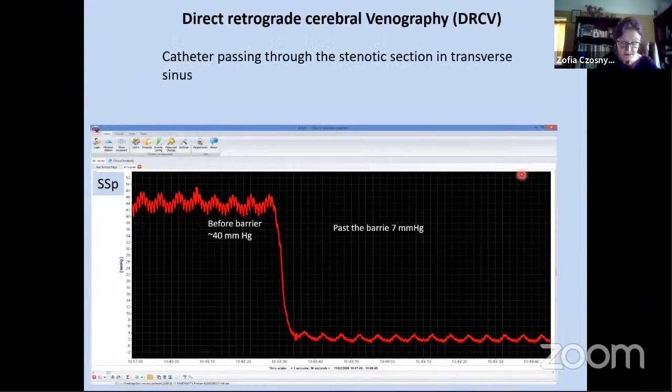Observation of pressure gradient along the sinuses has been documented for a while. This is a recording of sinus pressure during retrograde cerebral venography. The pressure sensor was shifted through the stenotic section of the transverse sinus and revealed a significant sudden drop in pressure when passing through the stenotic barrier.